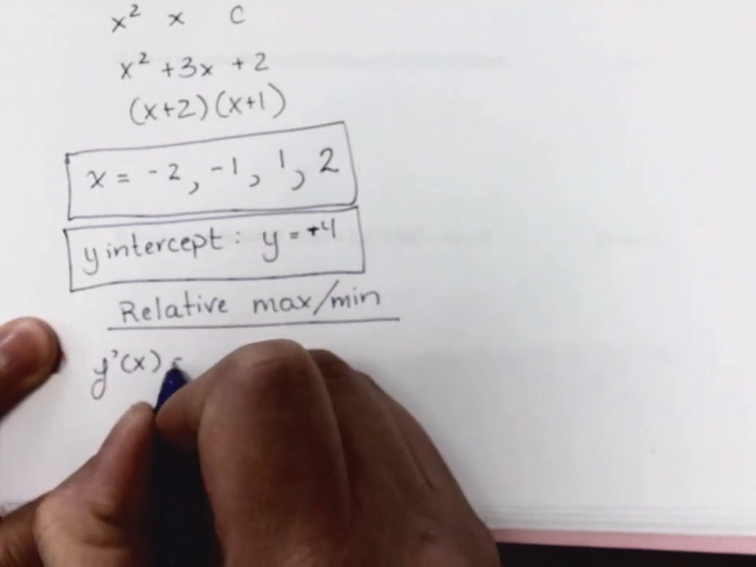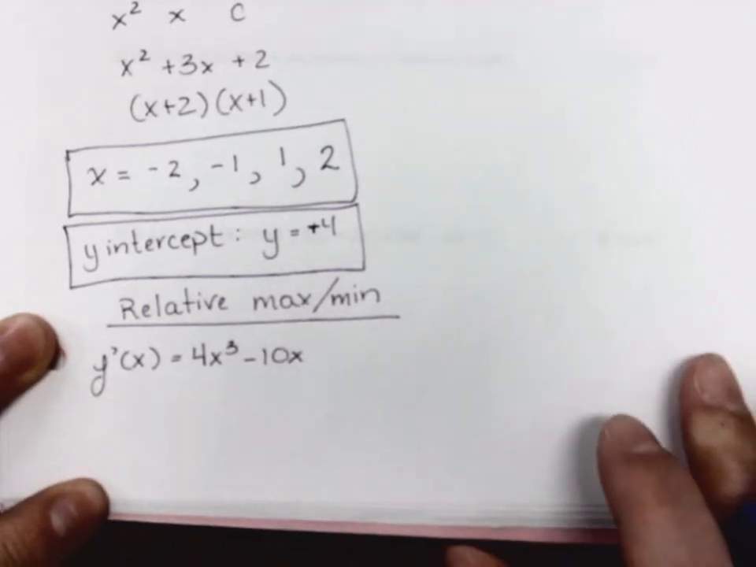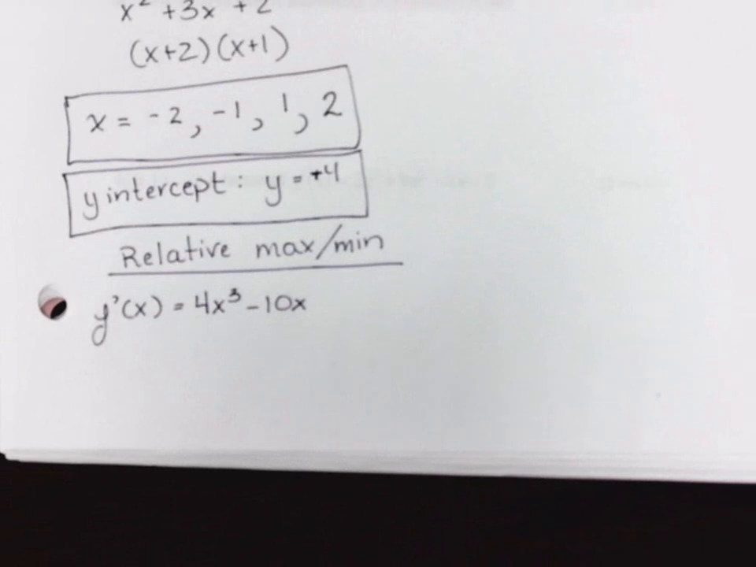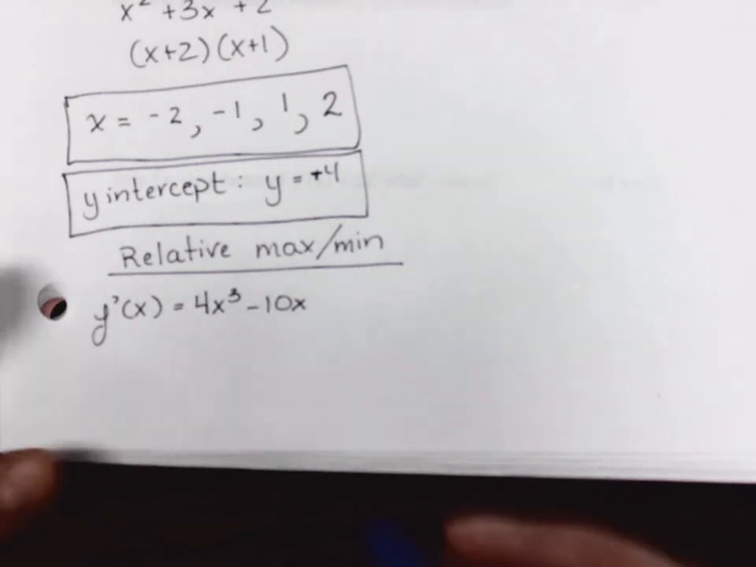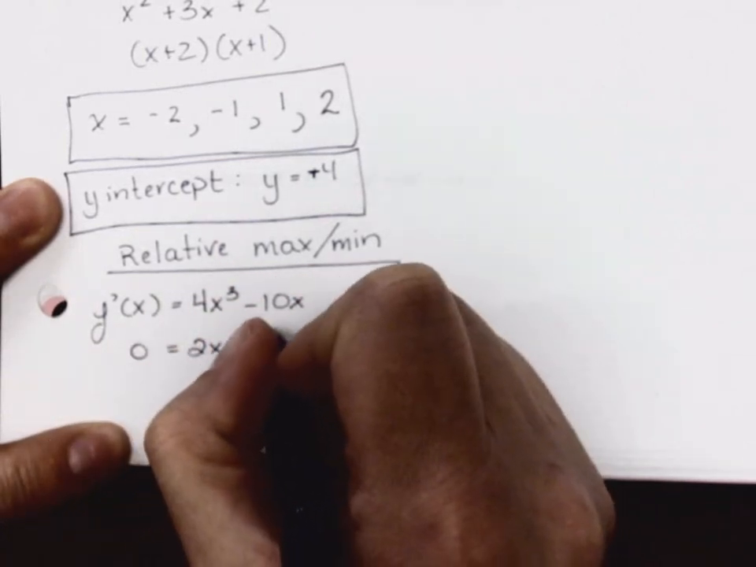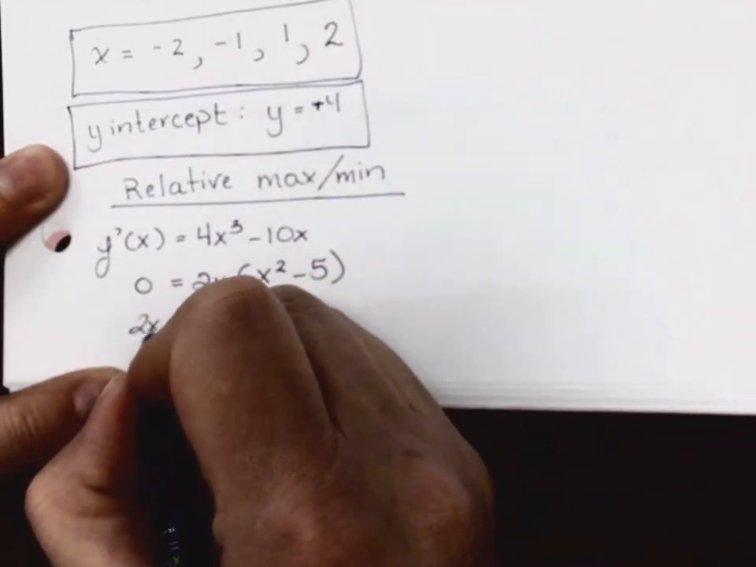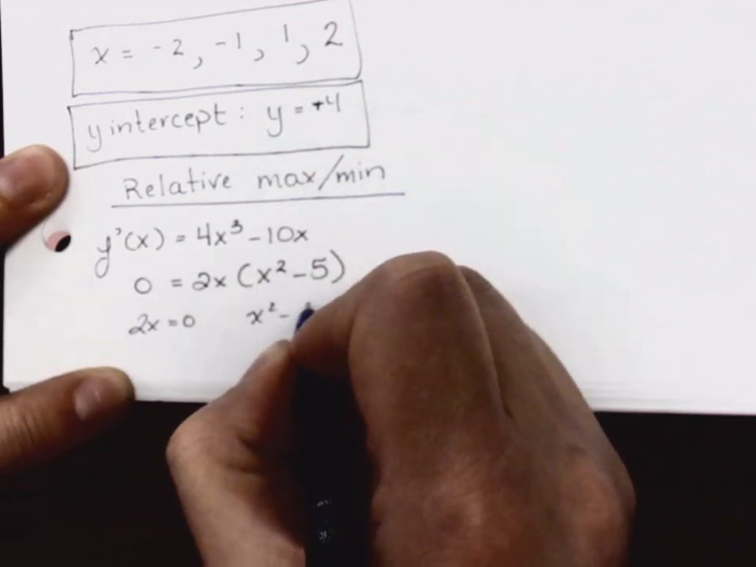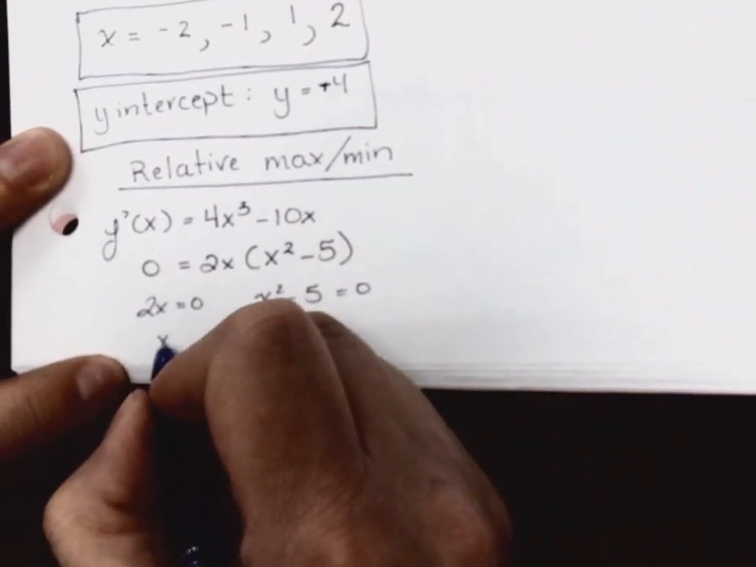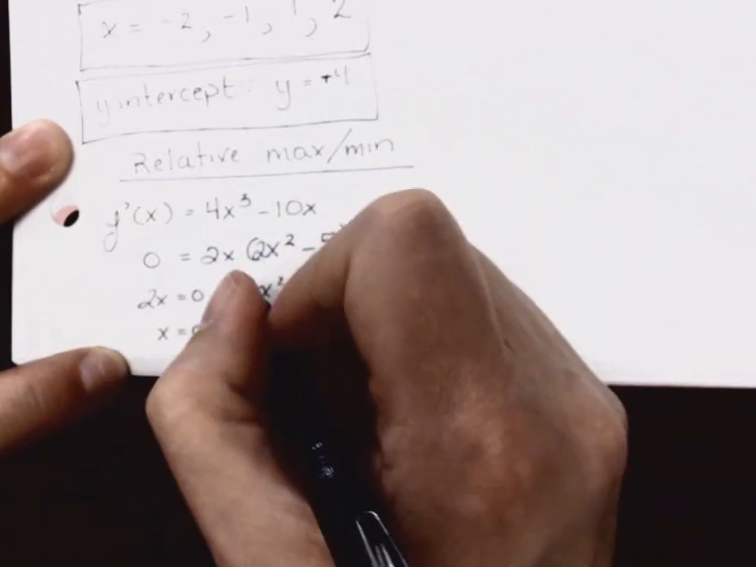So I'm gonna solve for our first derivative, which is 4x cubed minus 10x. And we're going to set that equal to 0. I'm going to take a 2x out, so I'm left with x squared minus 5. Oops, sorry, there should be a 2 in there.